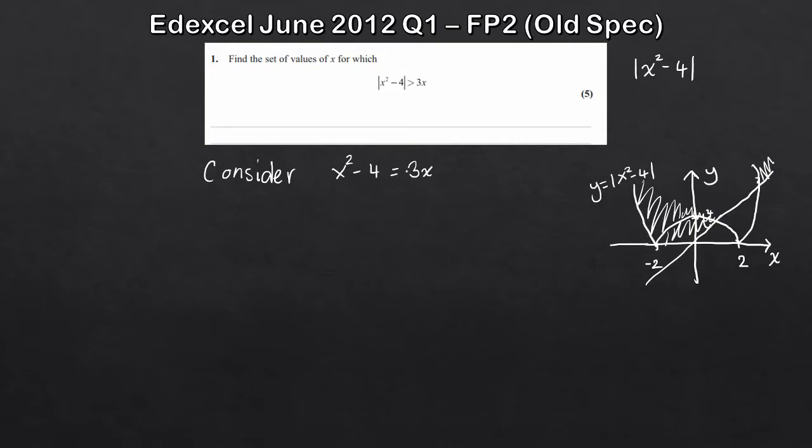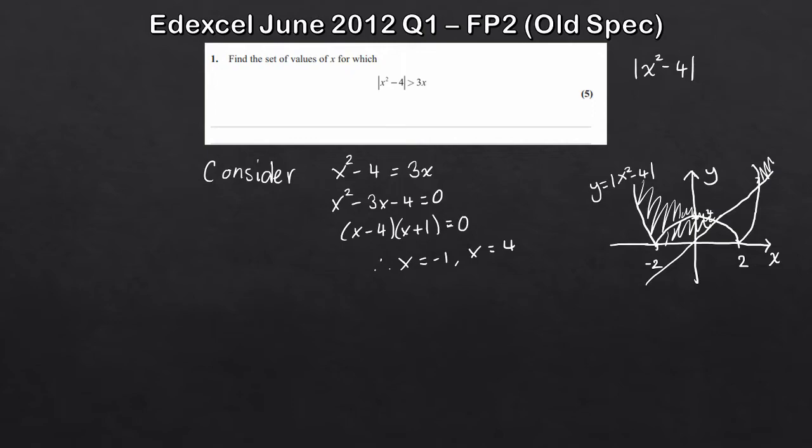Well, subtract 3x off both sides here, we get x squared minus 3x minus 4 equals 0. Factorize this now, we get x minus 4 and then x plus 1, and that's equal to 0. Okay, so what do we get here when we solve this? We're going to get x equals minus 1 and x equals 4 there.